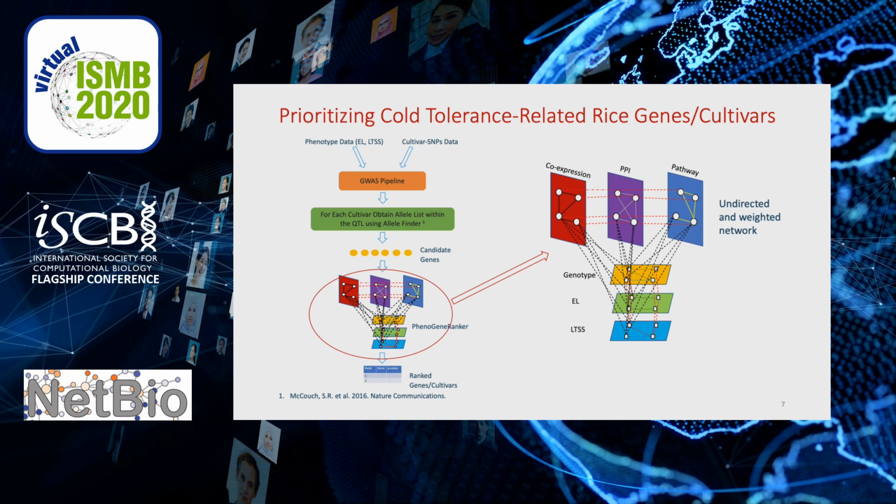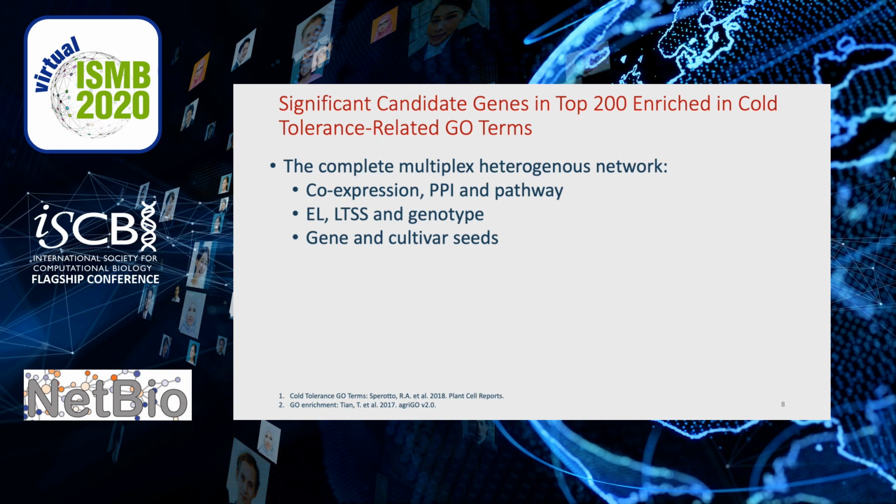We used publicly available datasets for genes and phenotype datasets of cultivars, and finally ranked the genes and cultivars along with empirical p-values.